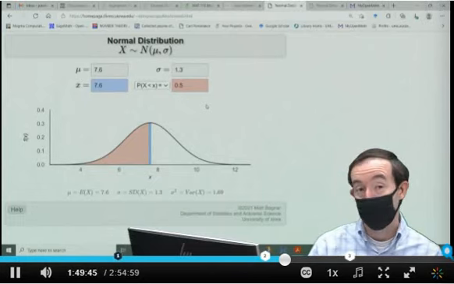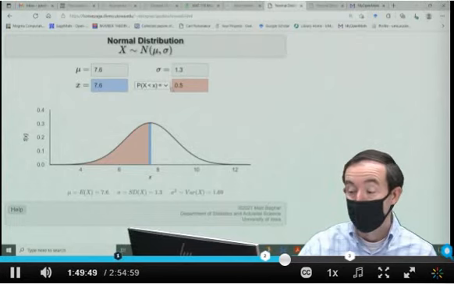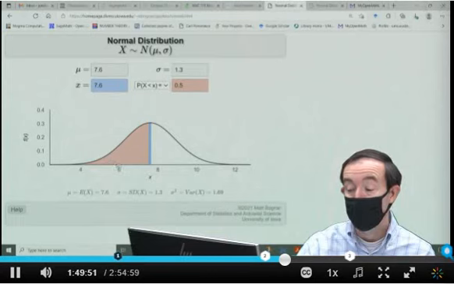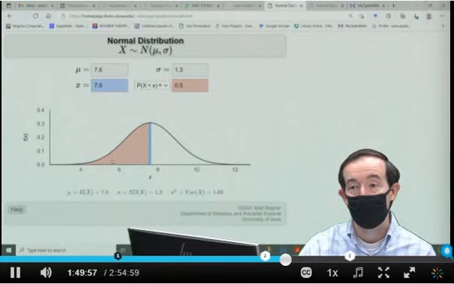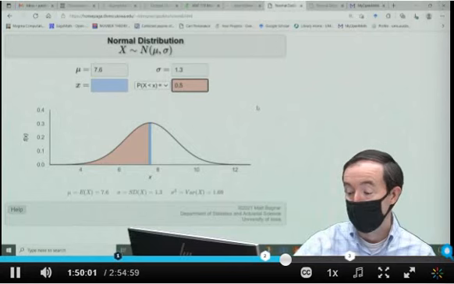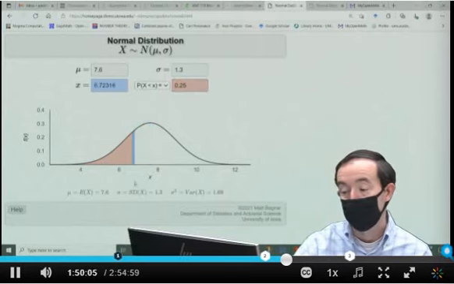But if I wanted to find the first quartile, that's a little harder. The first quartile is the number that is in front of 25% of all values. So the 25% will be the area to the left. If I simply type in 25%, there's my first quartile.